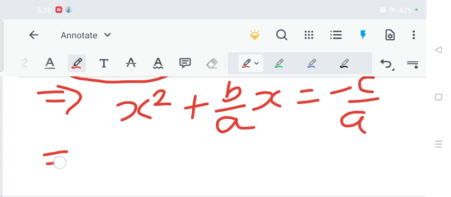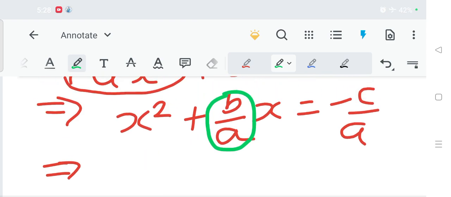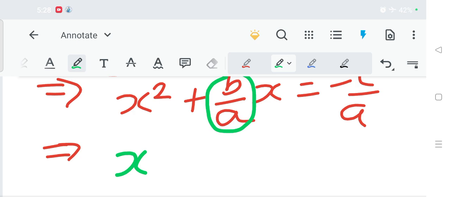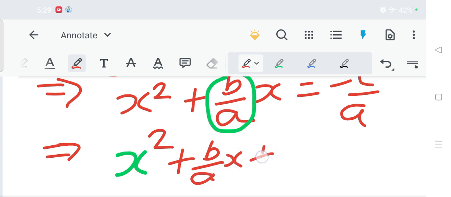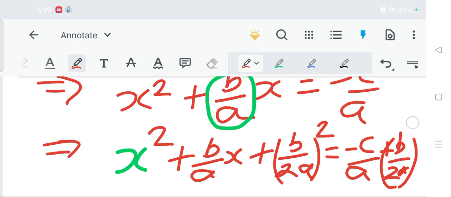Now you need to look at the coefficient of x, that is b/a. Halve this coefficient and add the square of this to both sides. So you will get an equation like this: x² + (b/a)x + (b/2a)² is equal to -c/a + (b/2a)², right?